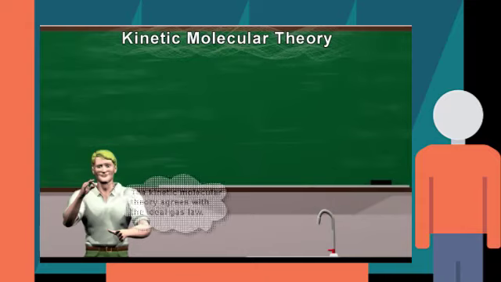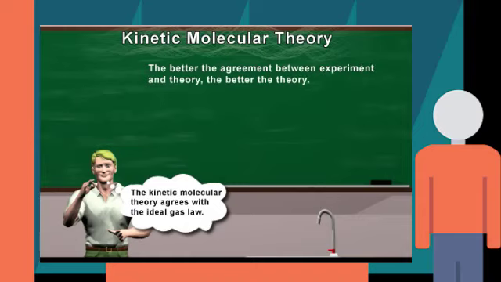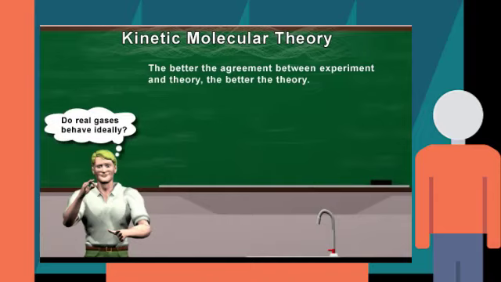As you have seen, the kinetic molecular theory agrees with the ideal gas law. This is important because the ideal gas law comes from experiment. The better the agreement between experiment and theory, the better the theory. The kinetic molecular theory explains the behavior of ideal gases perfectly. But what about real gases?